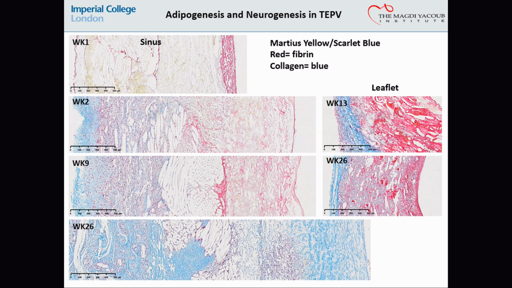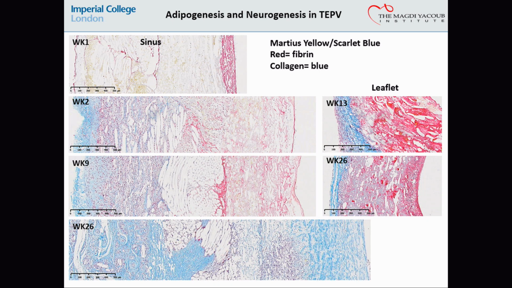So this slide actually shows the fibrin expression, and not many people show expression of fibrin within valves. This is a Martius yellow scarlet blue stain, where the fibrin is stained red and the collagen is stained blue. As I mentioned, the fibrin adsorbs to the scaffold. So this is the fibrin on the outside, and you see some on the inside. And then it's increasing by week 2. You can see the collagen being produced here on the abluminal side. It peaks at around week 9, and then by week 26, the level of fibrin has decreased.